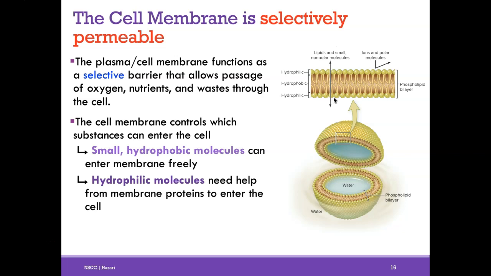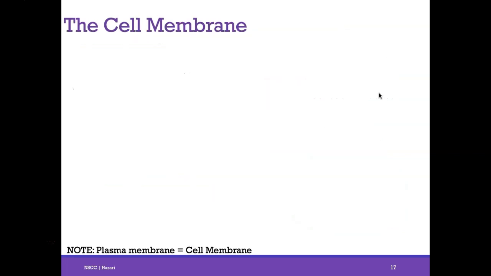Hydrophilic molecules need help from membrane proteins in order to enter the cell. So if you're hydrophilic, if you're a polar molecule, you need help from membrane proteins to enter the cell. Again, this is simplifying it a little bit because small polar molecules might be able to sneak in through the phospholipids, but for the most part, like sugar, like glucose, is a polar molecule that can definitely not get inside of the cell. Sodium chloride, salt, like an ion, cannot get inside of the cell. It needs help from special membrane proteins.